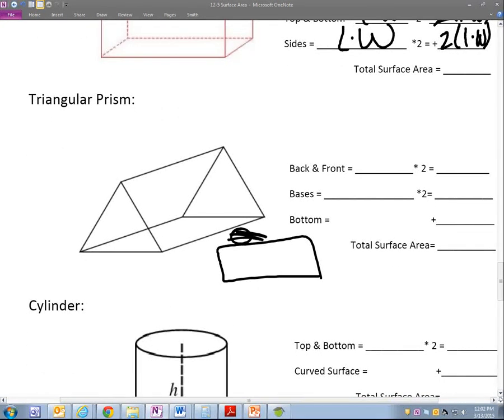So then we have a triangular prism. Now this one's going to be a little bit different because we have a back and a front. We're going to have the front be considered this side here. Like if this was a ramp and there's a cyclist going up it, right, so that he would jump off.